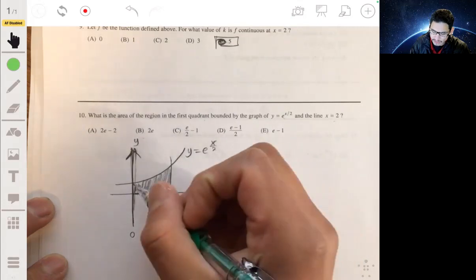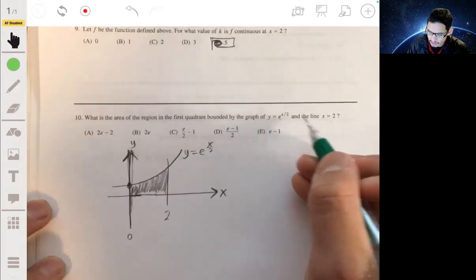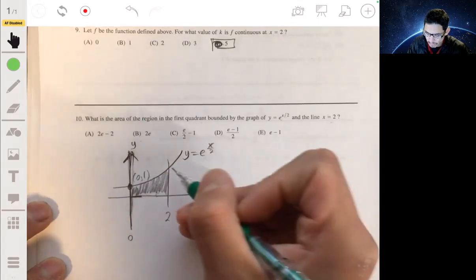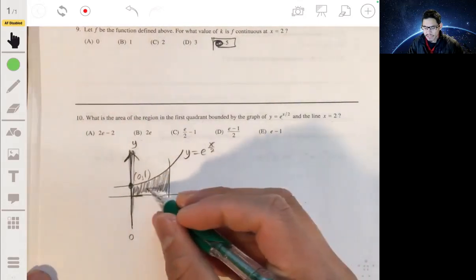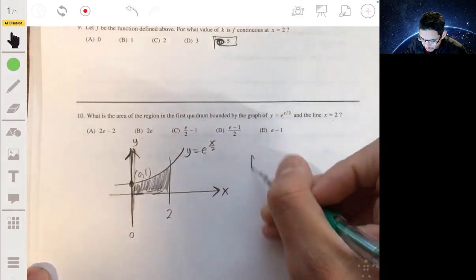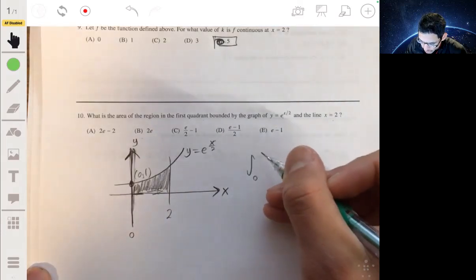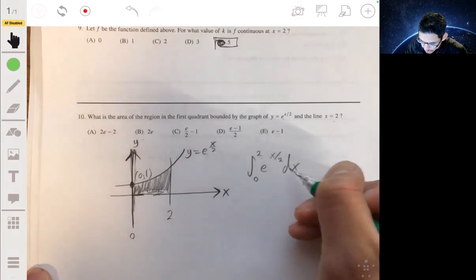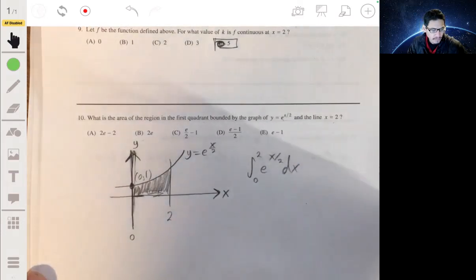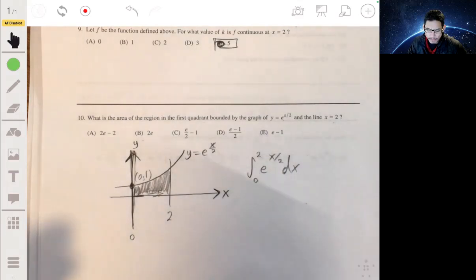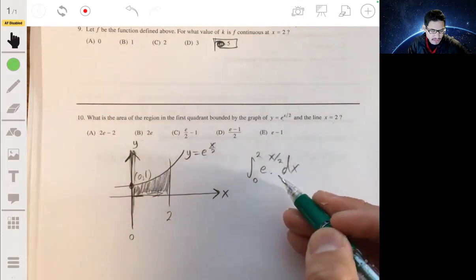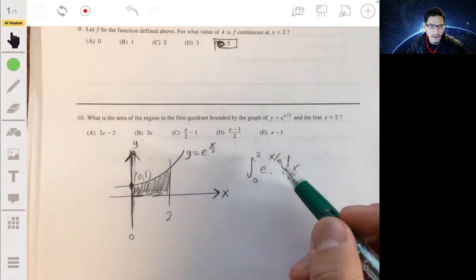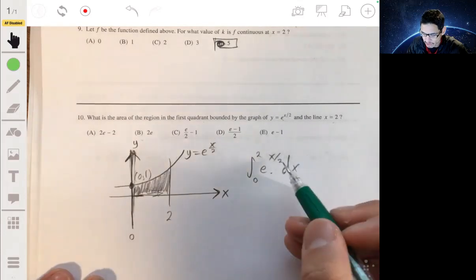We don't actually need to know this value, but it's simply just plug in 0. It's simply just e to the 0, which is 1. So we want to just integrate this. We want to integrate from 0 to 2 of e to the x over 2 dx. So let's find essentially the antiderivative of this. If you can't recall what it is off the top of your head, if you haven't done this enough, we'll just use u substitution.